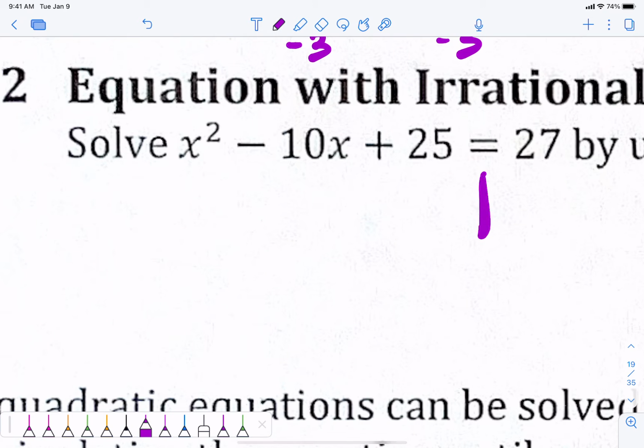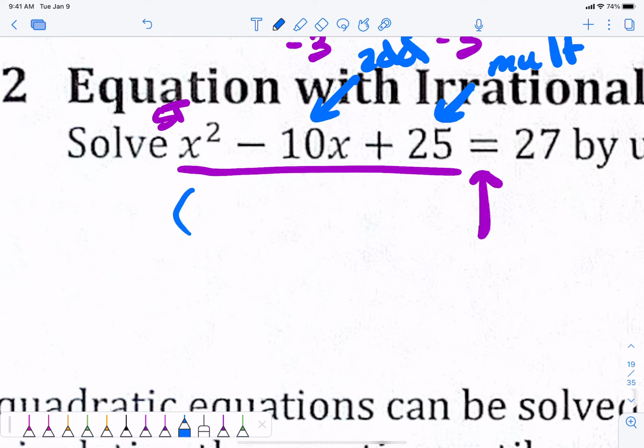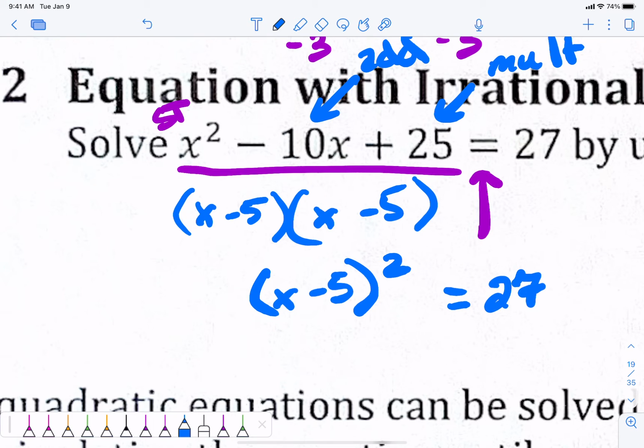So here's where my equal sign is, and I'm going to look at this piece, and it's a simple trinomial. So I'm going to try to break it down. I multiply to get 25, and I add to get negative 10. Negative 5. X minus 5 and x minus 5. And you will notice that every single time you do this, it ends up being the same, so that I can write it as x minus 5 squared, equals 27 on that side, all right?